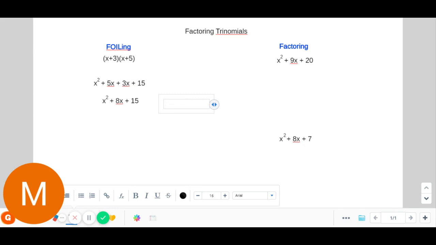So it turns out this number over here, this 8, to get that, all you have to do is add 3 plus 5. And to get the number at the end, the number that's by itself without any x, all you have to do is 3 times 5. So the final number is just this times this, and the number in front of the x is just this plus this. Okay, so now let's look at the example over here.